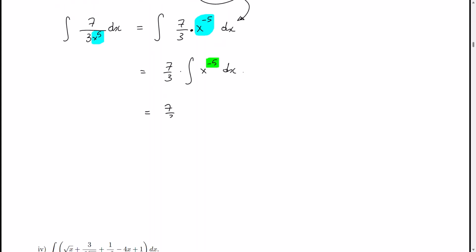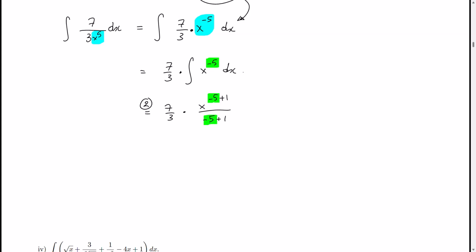So I could just write down 7 over 3 x to the negative 5 plus 1 divided by negative 5 plus 1. So remember, between the 7 over 3 and this in your expression, it's always multiplication, right? So that's what I write there. And where did this come from?